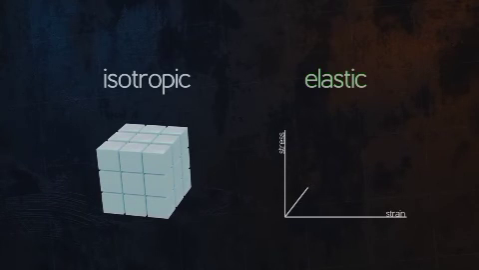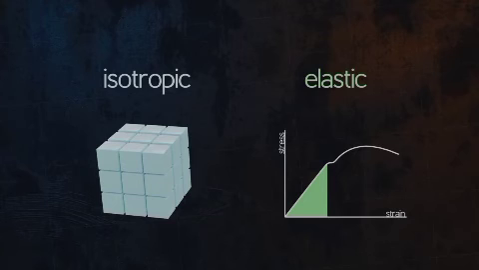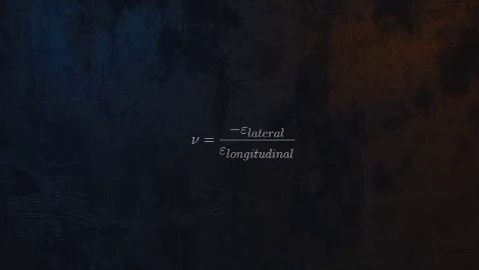Now is probably a good time to mention that this equation and the concepts described in this video only apply for isotropic materials, which are materials which have the same properties in all directions. We are also assuming that the materials are deforming within the elastic region. Things get a bit more complicated when plastic deformation is involved. Anyway, to summarize, Poisson's ratio is a dimensionless material property, which tells us how much a given material will contract in the lateral directions when we pull on it in a longitudinal direction.